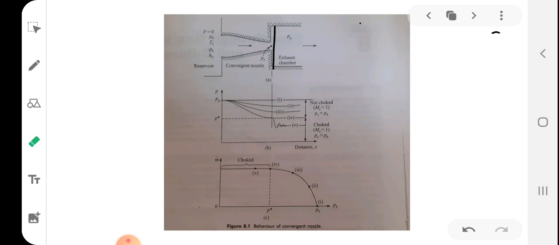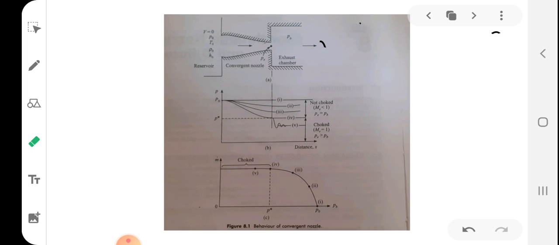Suppose this is some 5 bar, and the PB is 2 bar, means here at the inlet it will be 5, and after that at a small distance from the inlet it will be reduced to 4.5, 4, and at the exit plane it will become 2. So it will be slightly decreased along the length. So that is the idea. Okay, have you understood that idea?